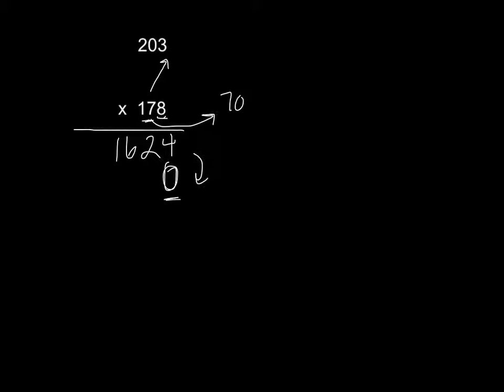Now I can start. 7 times 3 is 21. Carry the 2. 7 times 0 is 0, plus 2 is 2. And 7 times 2 is 14, and I can't carry my 1, so it comes down to the bottom. Once again, I'm going to erase my arrows and the numbers I carried.